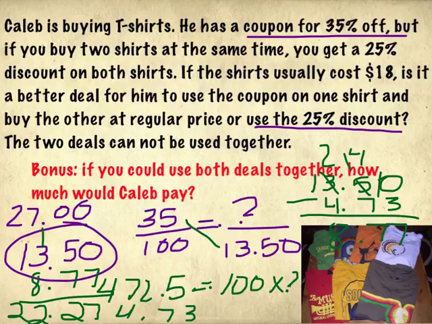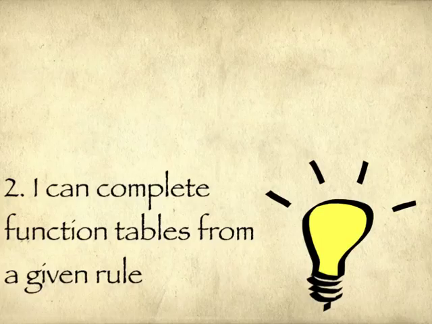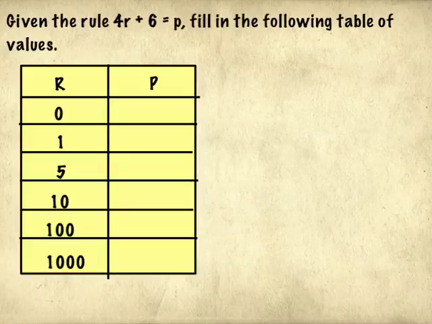So if he could use both of the deals together, then instead of paying $27, he would only pay $22.27. That's where percentages are really useful to you, is when you are shopping. And we'll move on and talk about how to complete function tables from a given rule. Remember, a function table is the same thing as a table of values.